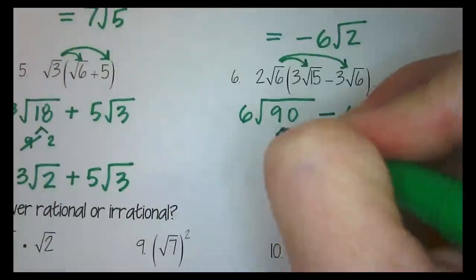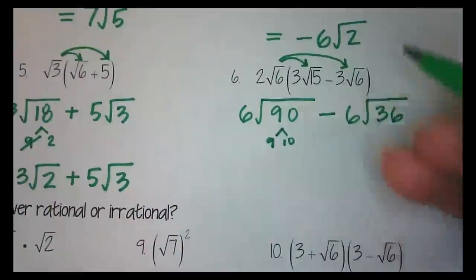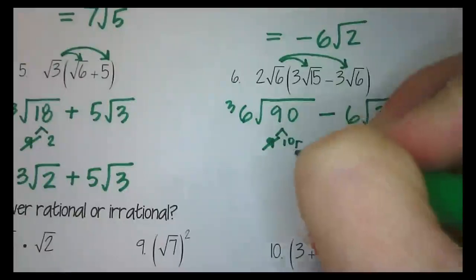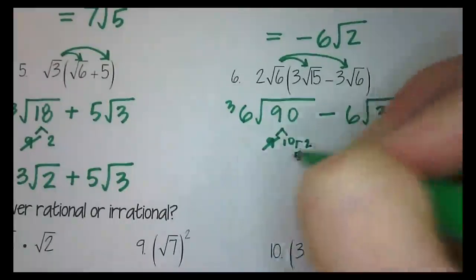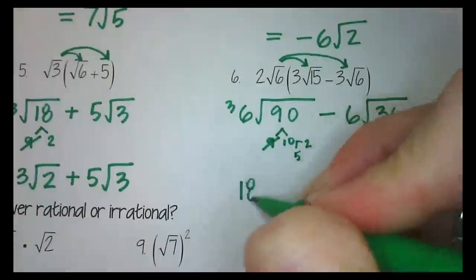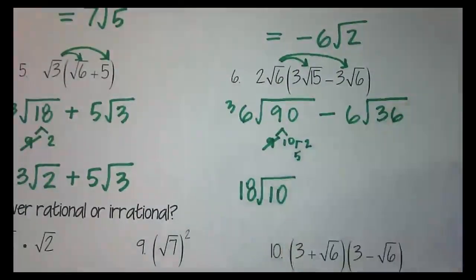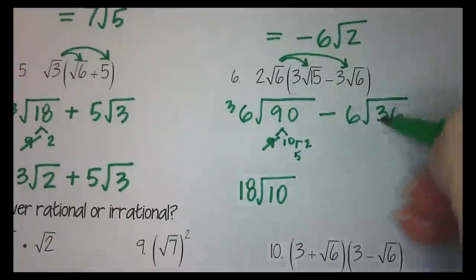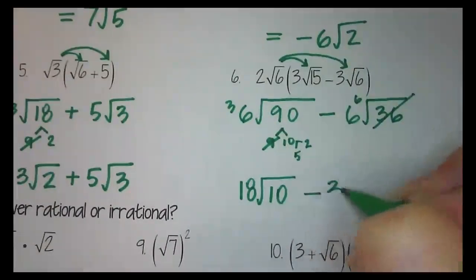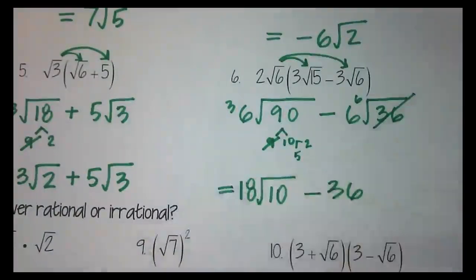So this could be 9 times 10. 9 would give me a pair of 3s. I could break this into 5 and 2, but that really doesn't do anything. So it looks like it's going to be 18 root 10 for that one. All right, 36. I know that the square root of 36 is 6. So that looks like it's just minus 36, and then that's it because I can't combine those together because they're not like square roots.